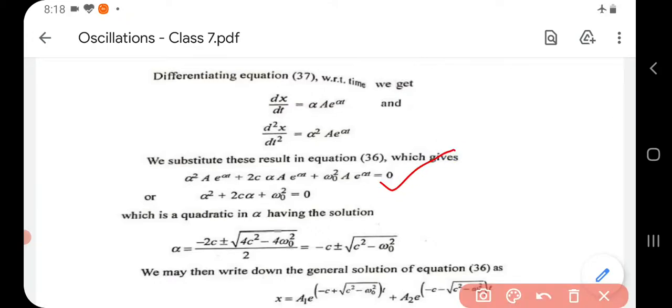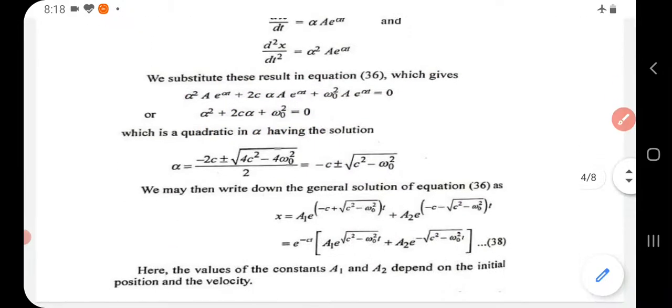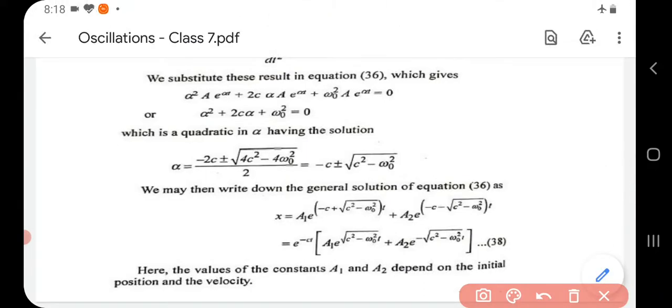Okay, here divide this equation with the common factor. What is it? A raised to alpha t. Divide this equation throughout with a raised to alpha t. So you will get an equation like this. Now this equation is a quadratic equation in alpha.